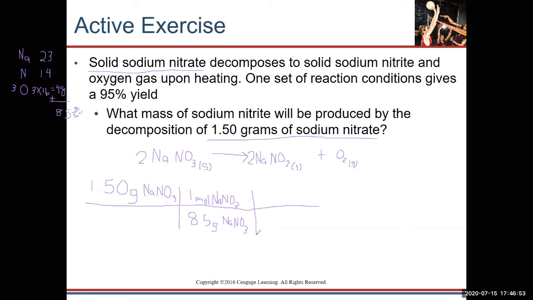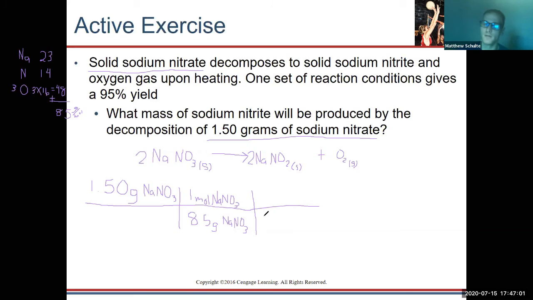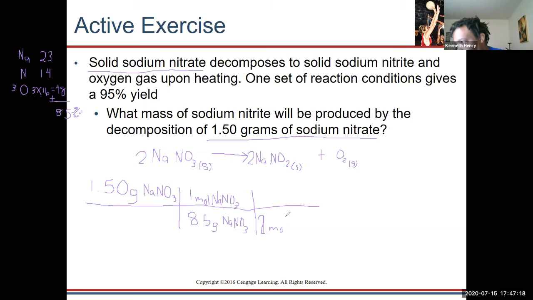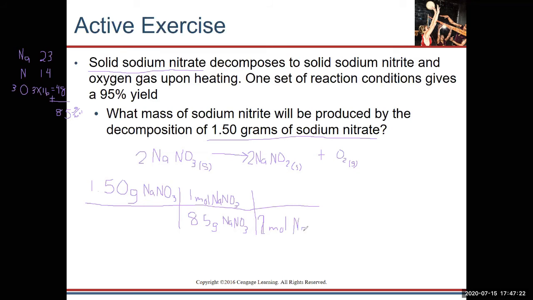Where are you stuck? Let's get this unstuck. 1 mole of sodium nitrate on the bottom? Use your mole ratio. I need to use my mole ratio. So what is the mole ratio? Is it 1? Two? It's 2. Okay, so it's 2 moles of sodium nitrate.